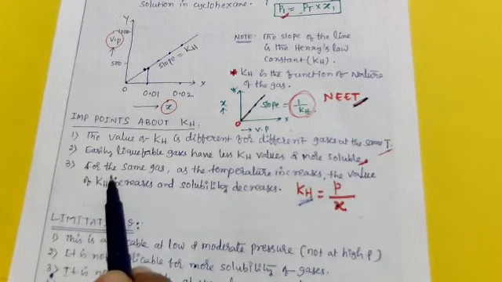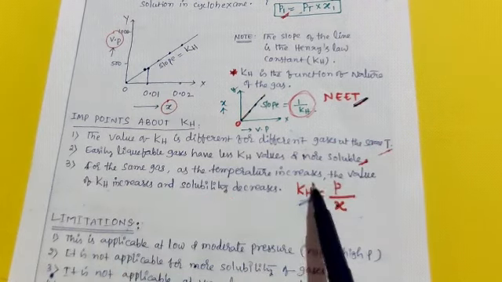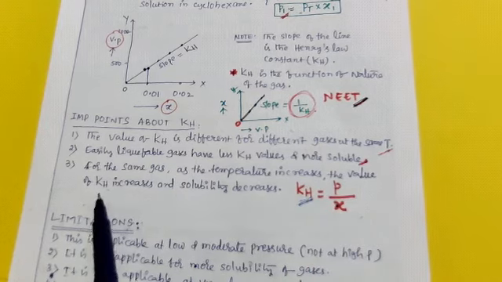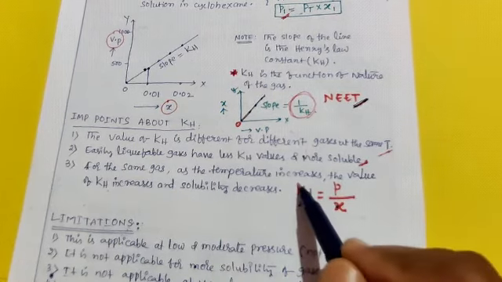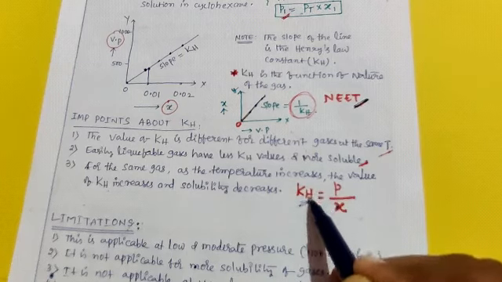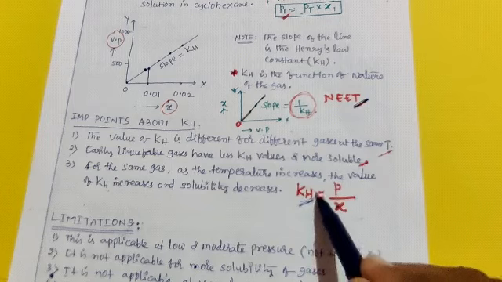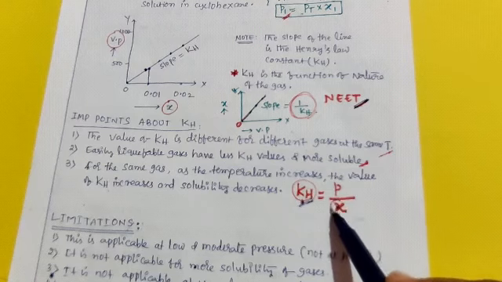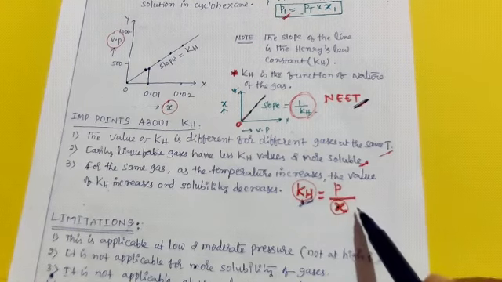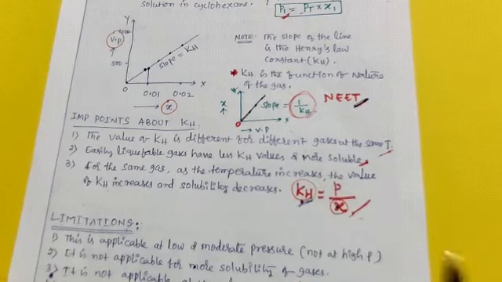Third, for the same gas, as the temperature increases, the value of KH increases and its solubility decreases. Here, a simple formula we know: KH is equal to P by X. As the value of KH increases on increasing temperature, the solubility decreases, which means its mole fraction also decreases. This is very, very important for objective theoretical concepts.